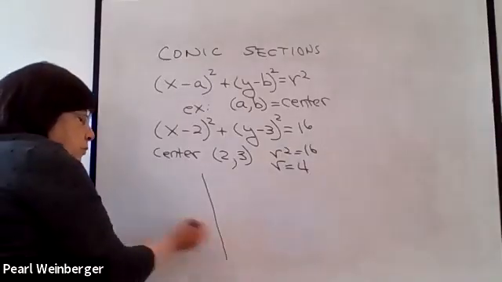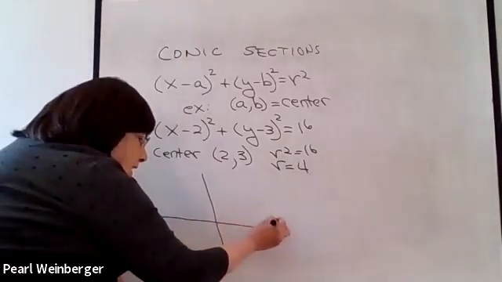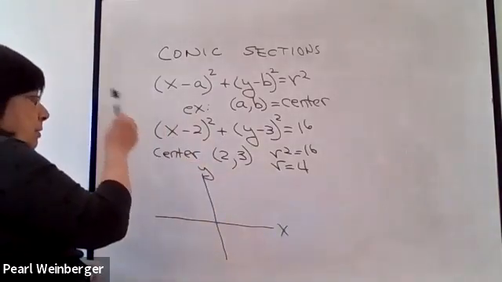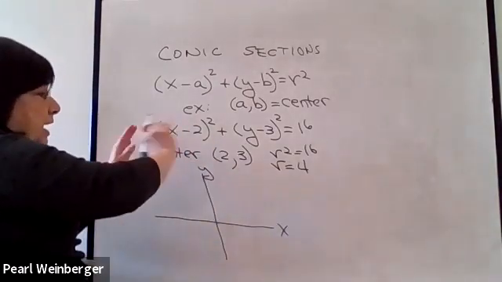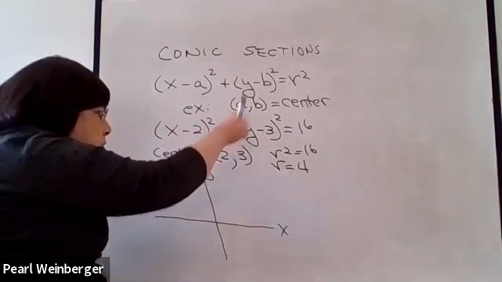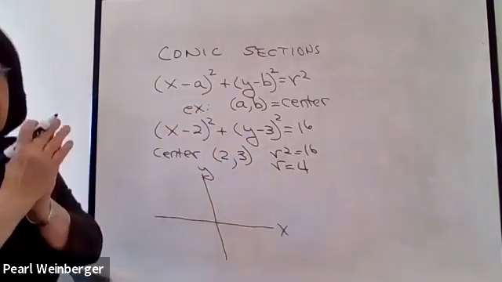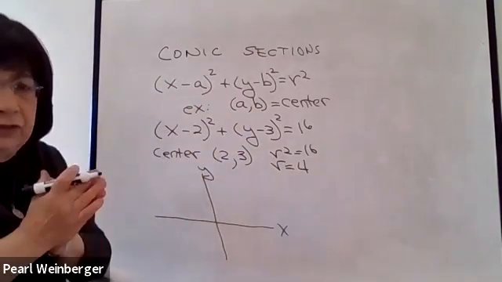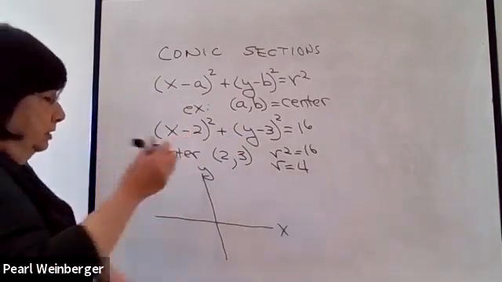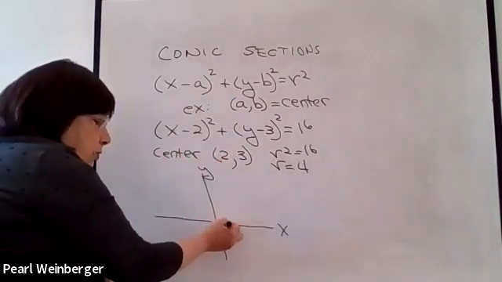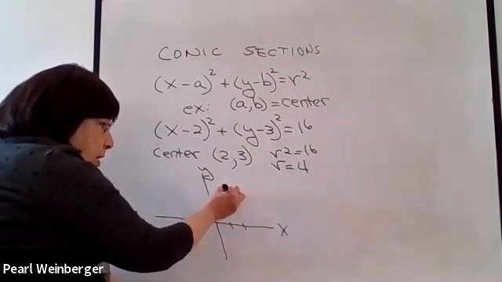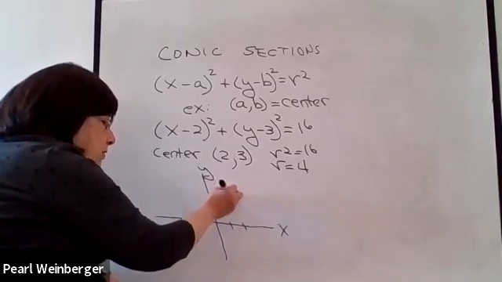But let's draw this. Let me show you what this would look like. How did I recognize it was a circle? Because if I looked at it without any of the extra numbers, I saw that I had an x squared plus a y squared. The x squared plus the y squared tells me I have a circle. The circle center is, in this case, (2, 3). So that means I go 2 to the right and 3 up. So here's my center.